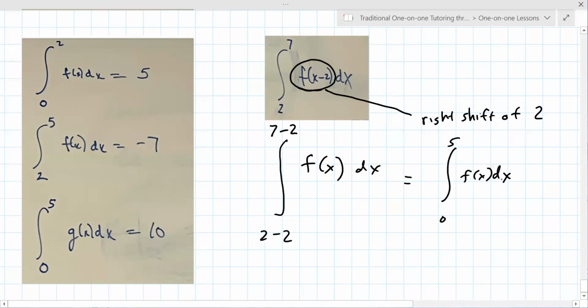Okay, so then that's 0 to 5 of f of x dx. Right. So then that is just the 5. Wait, 5 plus... so that's the negative. It's just 5. I'm sorry, 5 minus 7, negative 2. Yeah. So if you see any shifts, you shift the bounds and you get back to one that you already have. Okay.